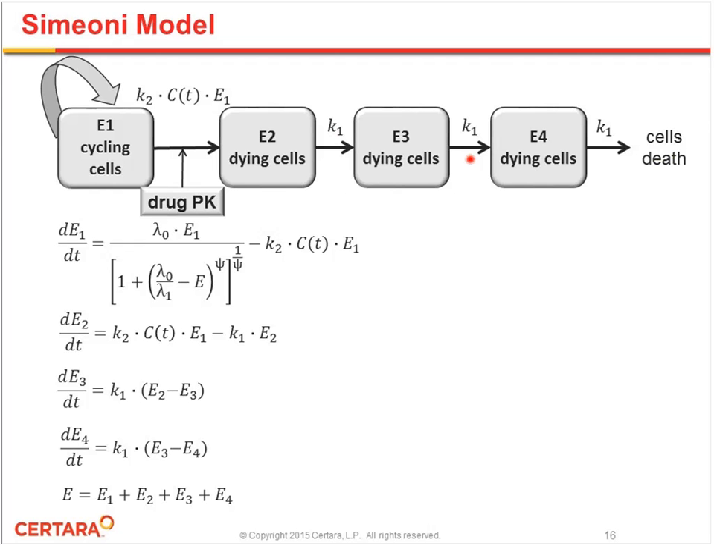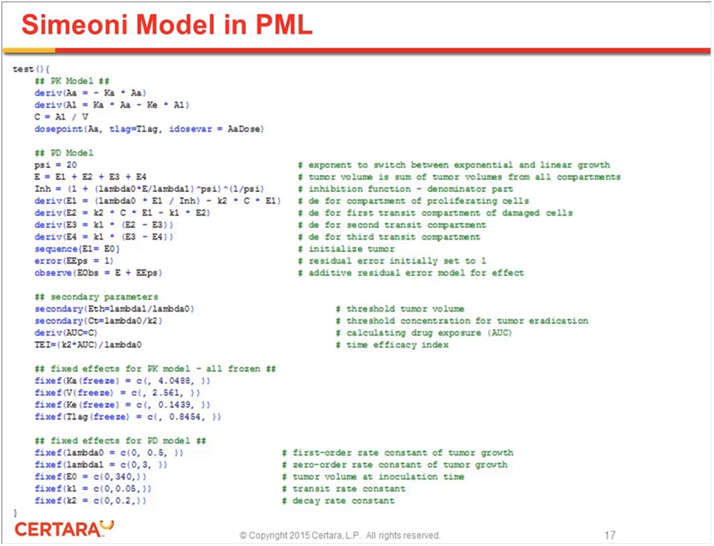So here you see the equations for the transit compartments E2, E3, and E4, where E2 is the input from E1. This is the drug-induced decay, all the cells that are killed or damaged by the drug, minus obviously the flow out of the E2 compartment into E3 and so forth. And the total tumor volume is then just the sum of the tumor cells from each compartment. So that's the model.